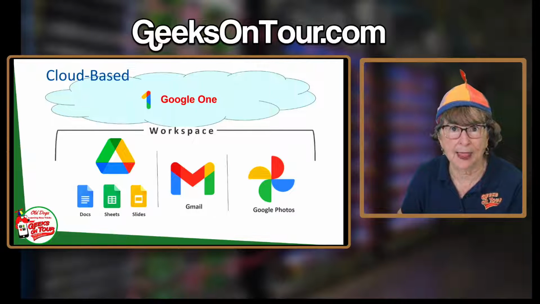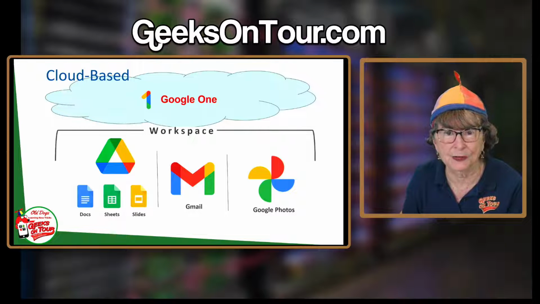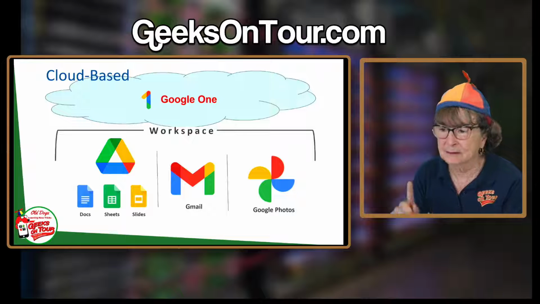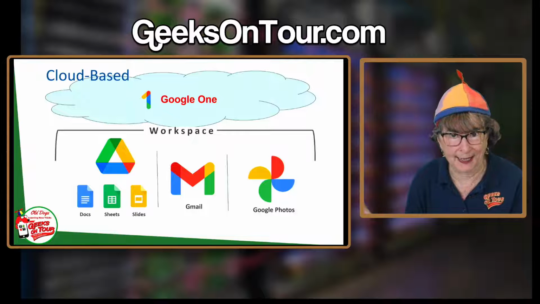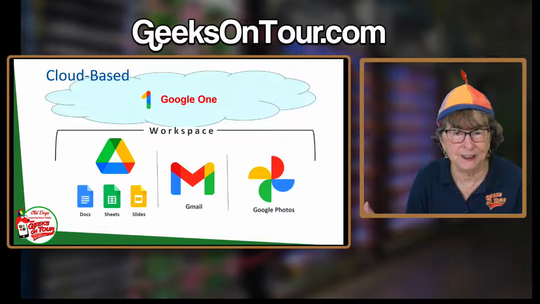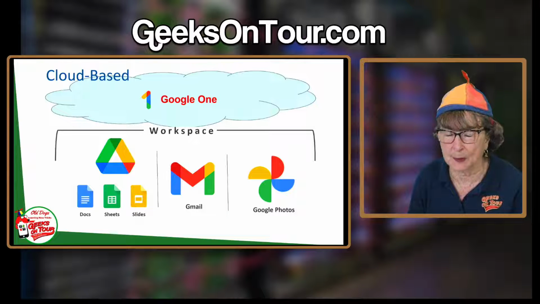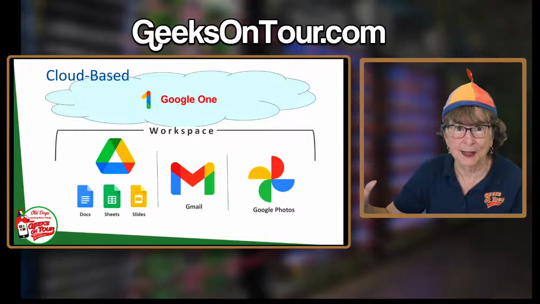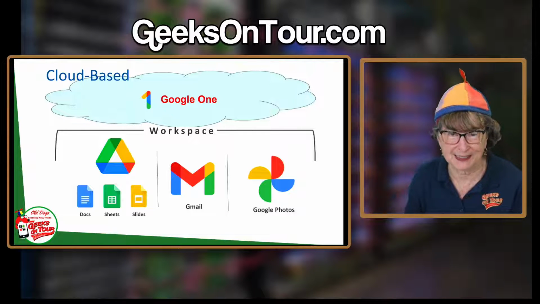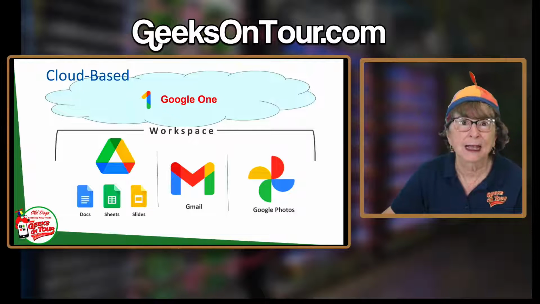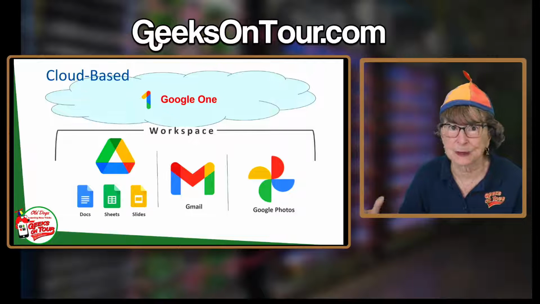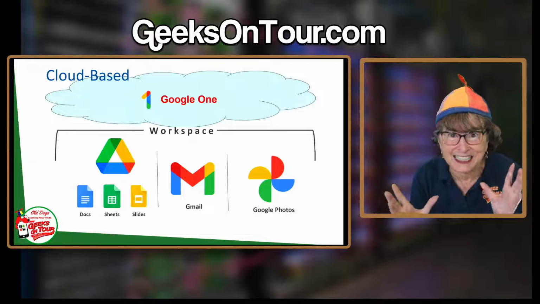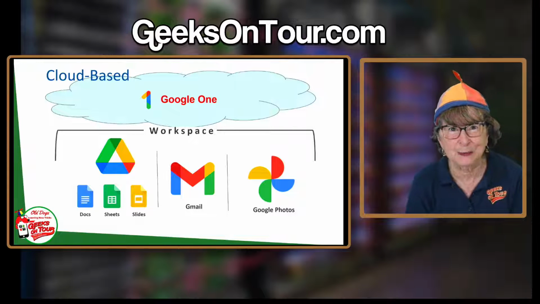I have another show on that, another video on that called Google Drive for Desktop, but it's number 1 in the cloud. That cloud is Google One. Google One gives you 15 gigabytes of free storage, and then $20 a year for 100 gigabytes, and it goes up from there. Underneath Google One is what's called Workspace, which includes Google Drive and Docs, Slides and Sheets, Gmail, and Google Photos. So just to get the idea, it all works together. The terminology can be a little confusing.